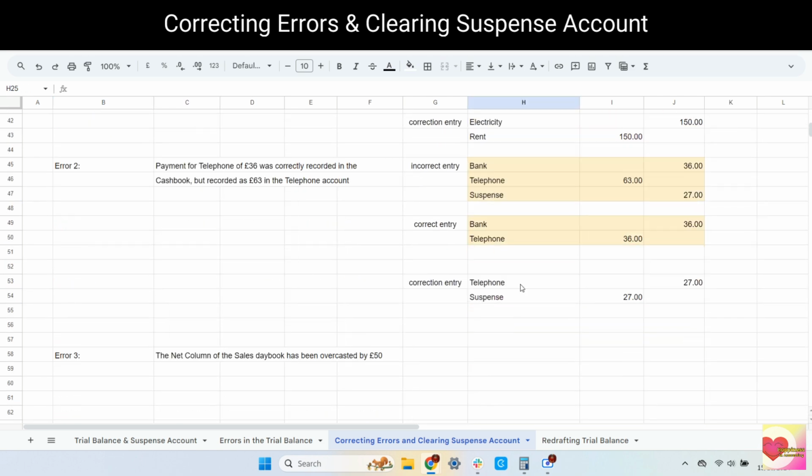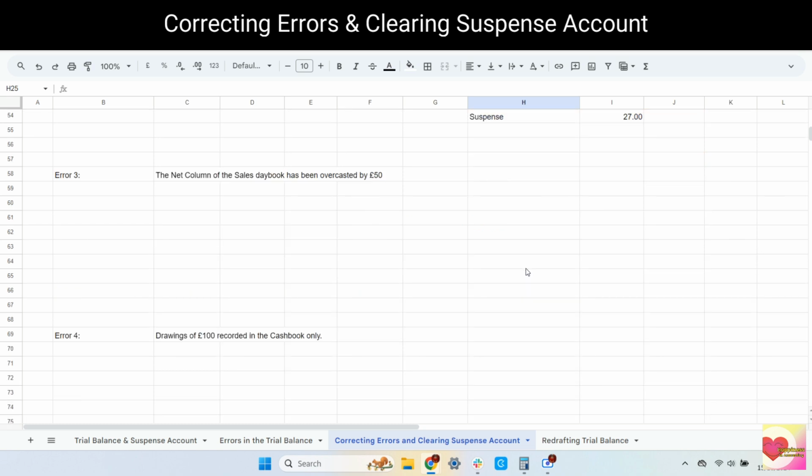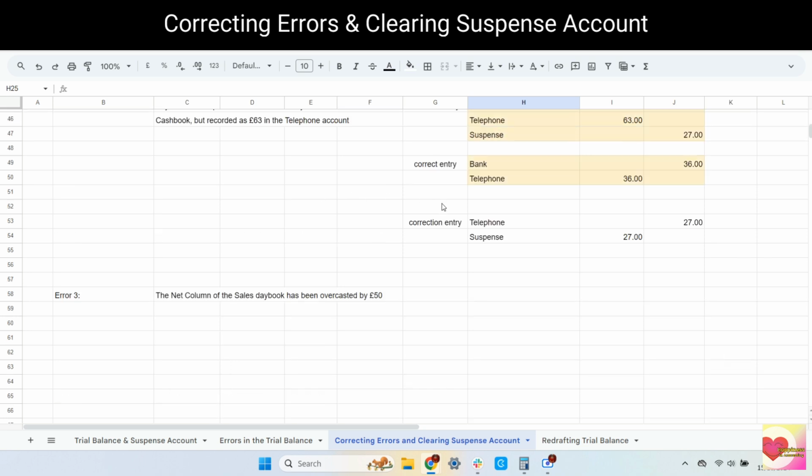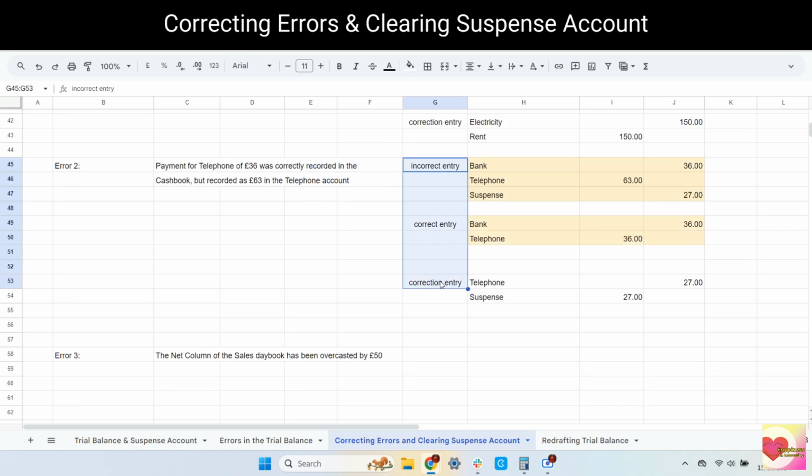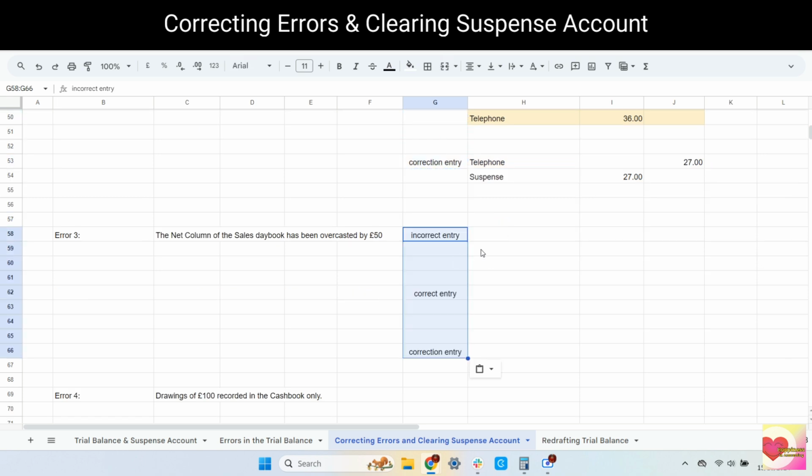Next, let's go to the third error. The net column of the sales daybook has been overcasted by 50. This is an example of casting error wherein the columns of the daybooks were totaled incorrectly. So let's follow the same steps. Let's identify the incorrect entry.